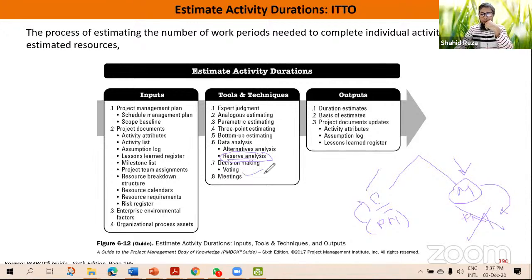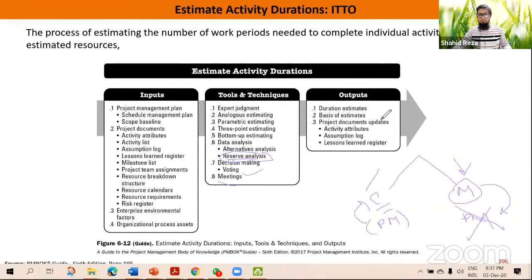Okay, 7 is voting. So if there is any conflict, it is always better to make a consensus within the team to estimate anything. Don't push or impose anything on your team. Let the team decide how much time is required to complete an activity. And meetings are also common because we are doing planning.